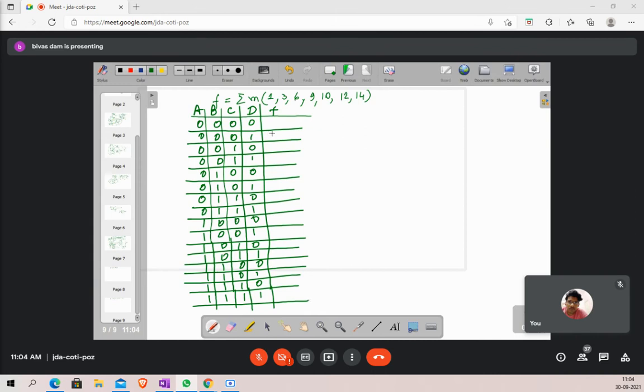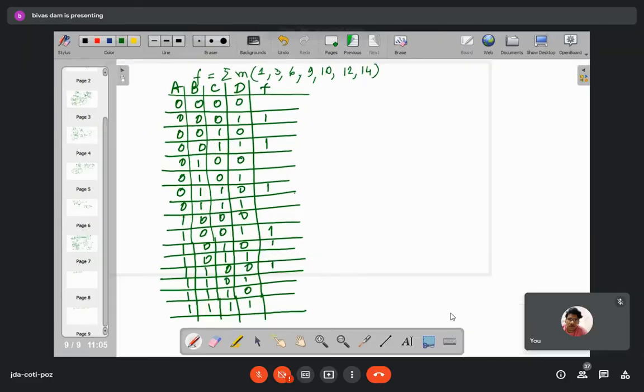Output requirement is 1 here, 1, 3, 6, 9, 10, 12, and 14, and 0 in these positions. Now I have to realize this using one 8:1 multiplexer primary.